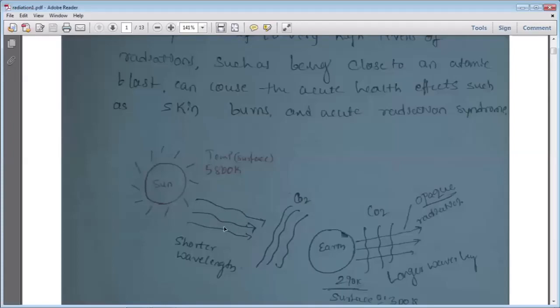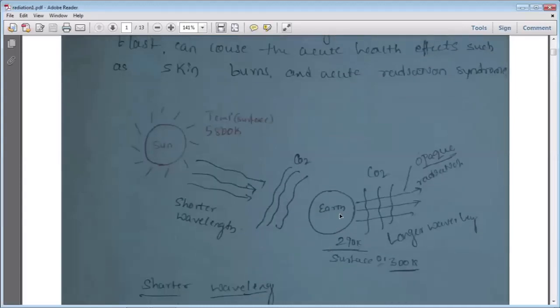The sun radiates energy as short wavelength radiation. This short wavelength radiation passes through the CO2 gases and reaches the earth. That radiation started from the surface of the sun at 5,800 Kelvin, remember, in the form of shorter wavelength. Later I will explain what wavelength is. It passes through the CO2 gases and falls on the earth's surface.